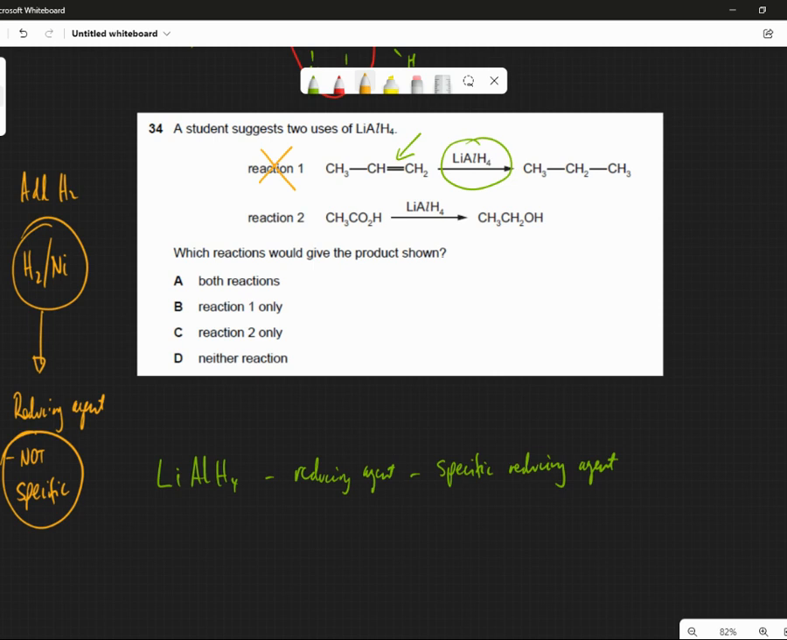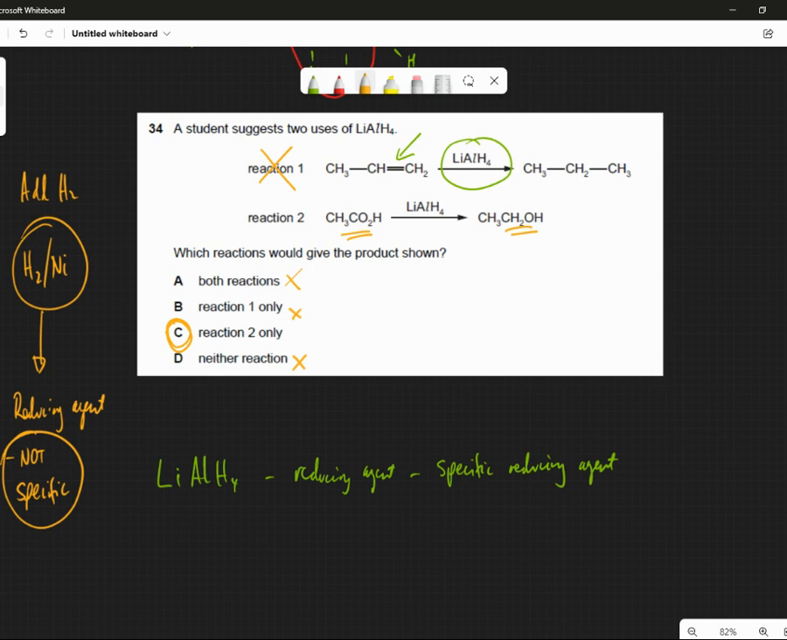But lithium aluminium hydride only reduces carboxylic acids to primary alcohols. That's its job. So neither reaction one, no. The only thing it does is reaction two. It reduces carboxylic acids only. All right, so there you go.